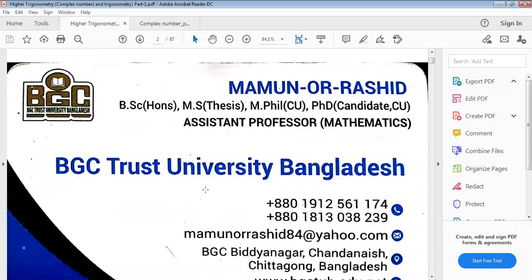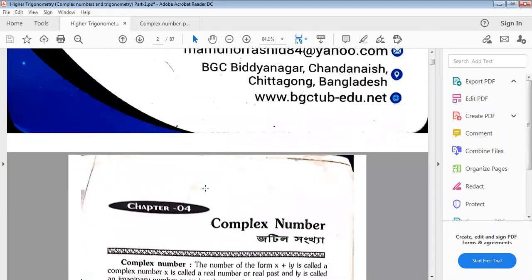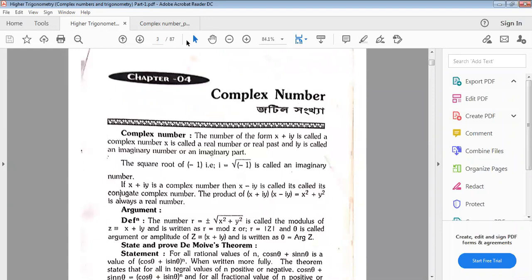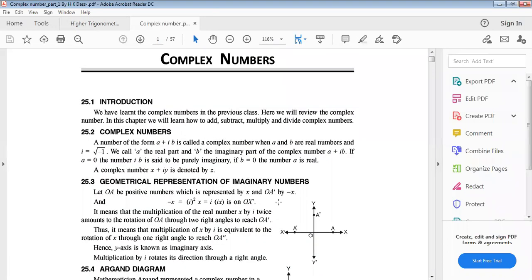Okay, today we'll start complex numbers in trigonometry. First of all, what is a complex number? A number of the form a plus ib is called a complex number when a and b are real numbers and i equals square root of minus 1. And i is the imaginary number here, and a plus ib as a whole indicates a complex number. There are two parts, one is the real part and the other is the imaginary part.